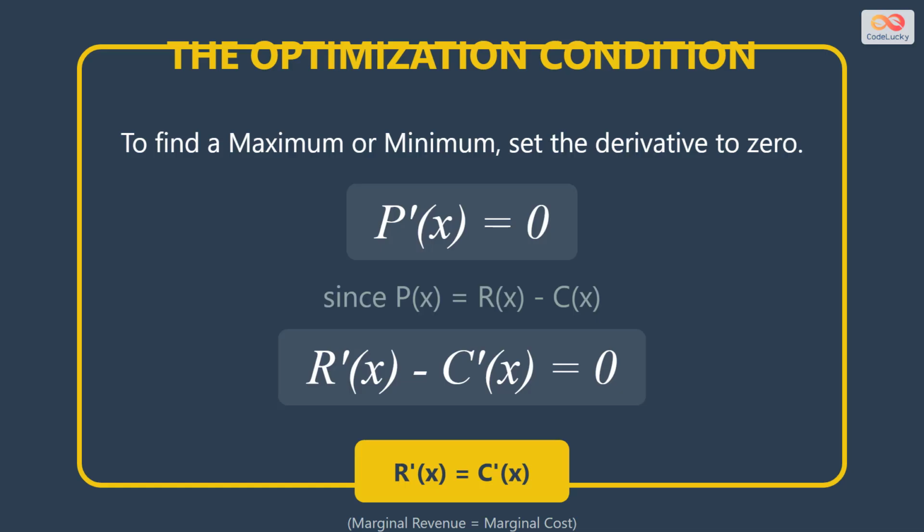Now for the calculus magic. To find a maximum or minimum value on a graph, we look for where the slope is flat. This means we set the derivative to 0. So, to maximize profit, we set P prime of x equal to 0. This leads us to a powerful conclusion. Profit is maximized when marginal revenue equals marginal cost.